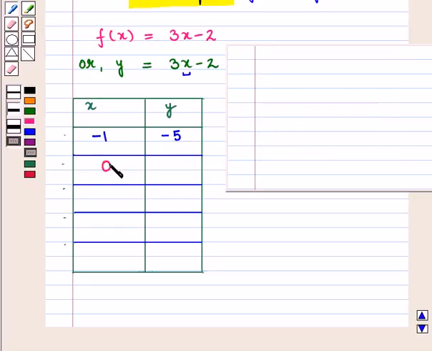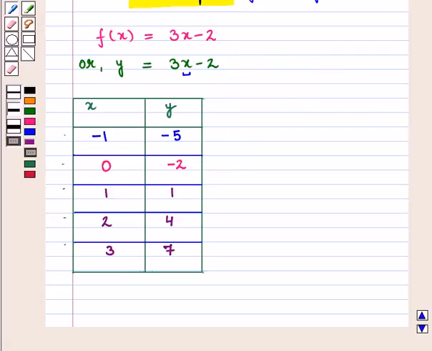If the value of x is 0, then the value of y is equal to 3 into 0 minus 2, which implies that y is equal to 0 minus 2, which is equal to minus 2. So, for x is equal to 0, y is equal to minus 2. Similarly, for x is equal to 1, y is equal to 1. For x is equal to 2, the value of y is equal to 4. For x is equal to 3, y is equal to 7.